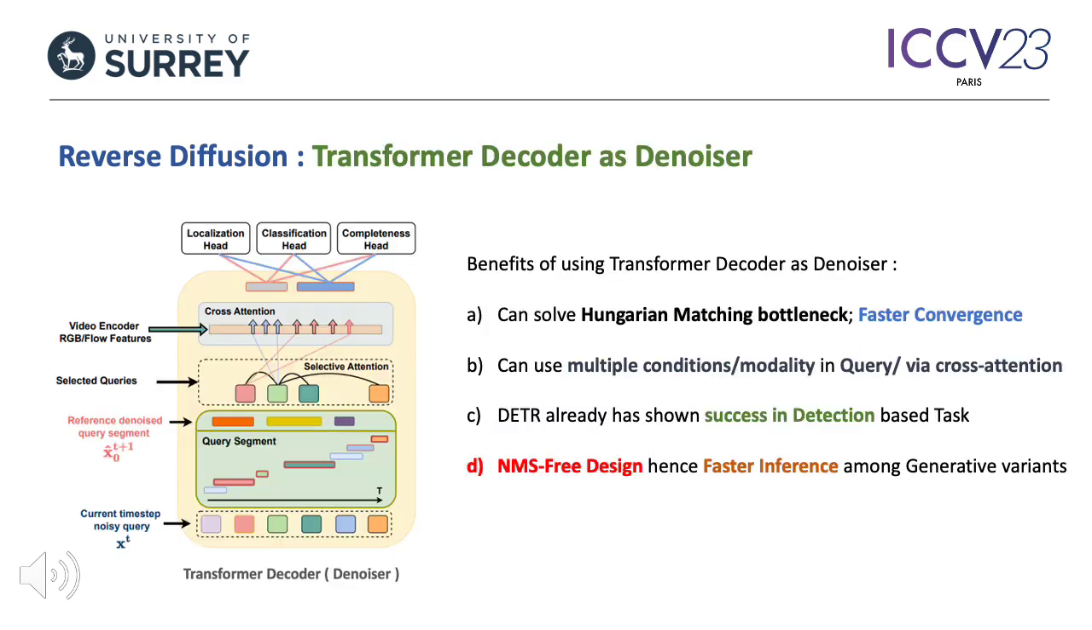There are a lot of benefits of using the DETR decoder as a denoiser. First, it speeds up training convergence by solving the Hungarian matching bottleneck. Secondly, proposals or labels can be conditioned either in the query or as cross-attention modules without any design change. Thirdly, it is an NMS-free design, making it faster during inference than existing generative approaches.